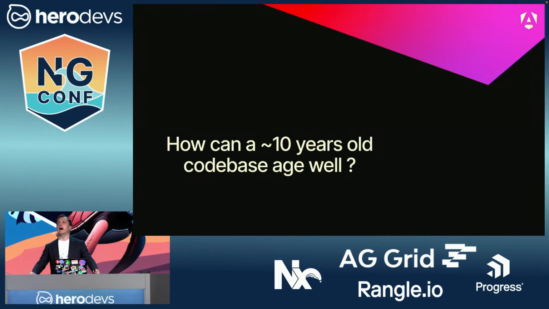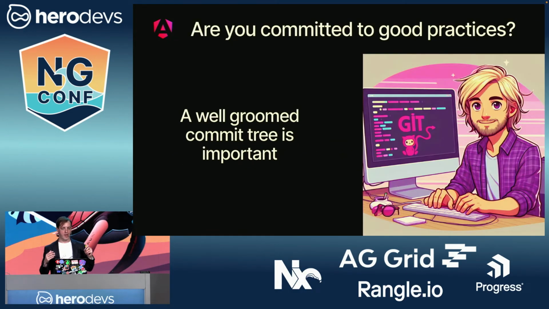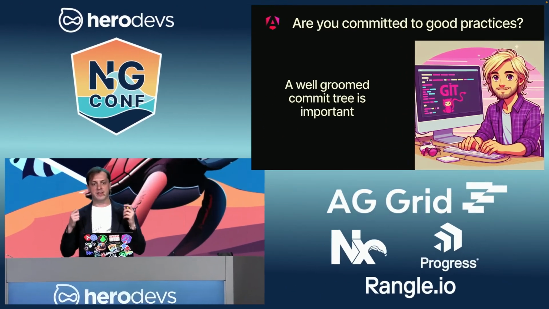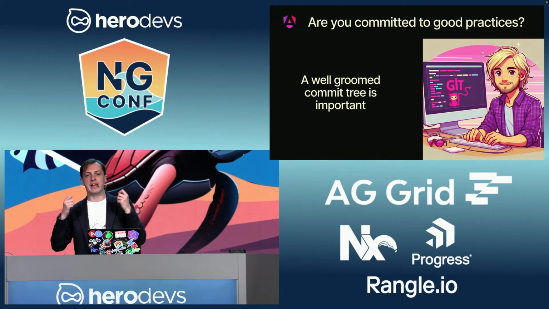Next, I would say, how does a code base that is almost 10 years old age? What kind of practice helps a code base age well? What can we follow? And the first one I would talk about is having a good commit tree. This is something I learned while contributing to the Angular framework. We now have almost 10 years of contributions on it, and sometimes we need to understand why a change was introduced. And this is only really possible by having a clean commit tree.